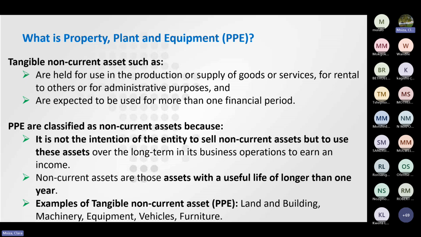So if they tell you that the company is in production, they produce cars, you'll know that the cars that they're producing, they're going to sell them. But the trucks that they bought to deliver the goods from one place to another, those ones will fall under your non-current assets. And please, if you have any questions, kindly post them on the chat, but I will also allow you to ask questions.